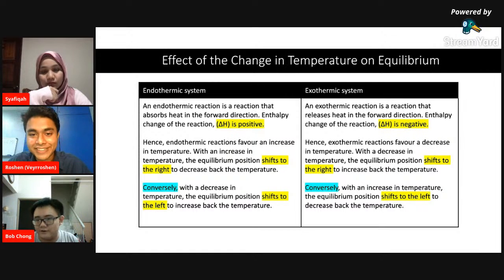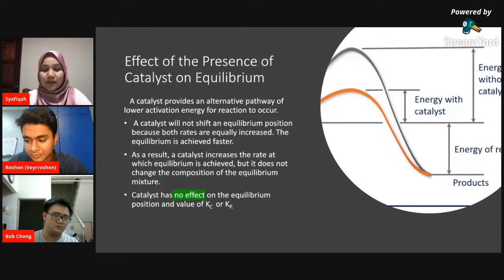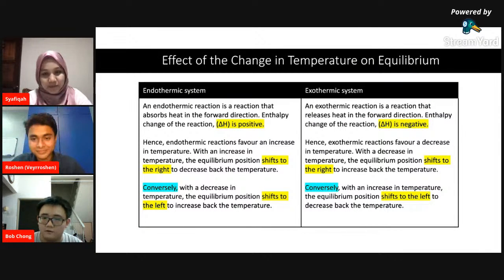Okay. So exothermic reaction, exo, you can relate it to exit. The heat is trying to exit the system. So an exothermic reaction is a reaction that releases heat in the forward direction. That means when it tries to go to the right from reactants to product, it releases heat.